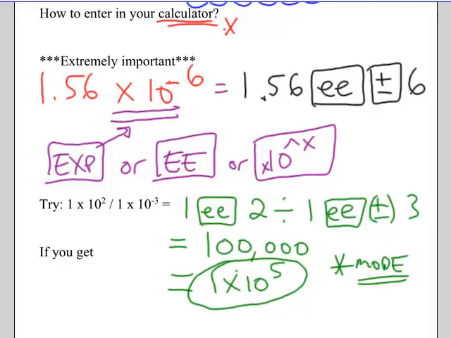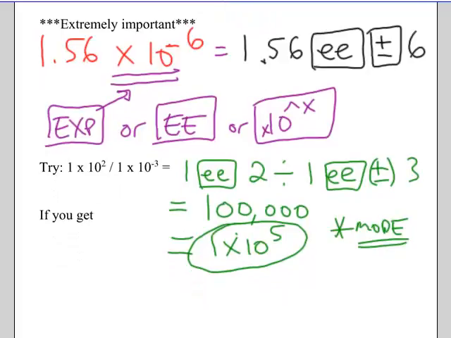If you did this calculation and you're not using the buttons correctly, then most likely you'll get an answer of 0.1 or 1 times 10 to the negative first. So those answers mean you're not finding the correct button on your calculator.